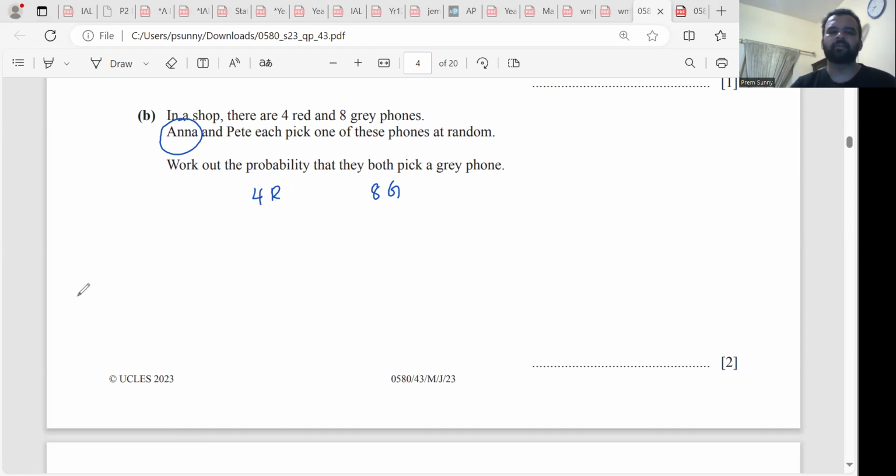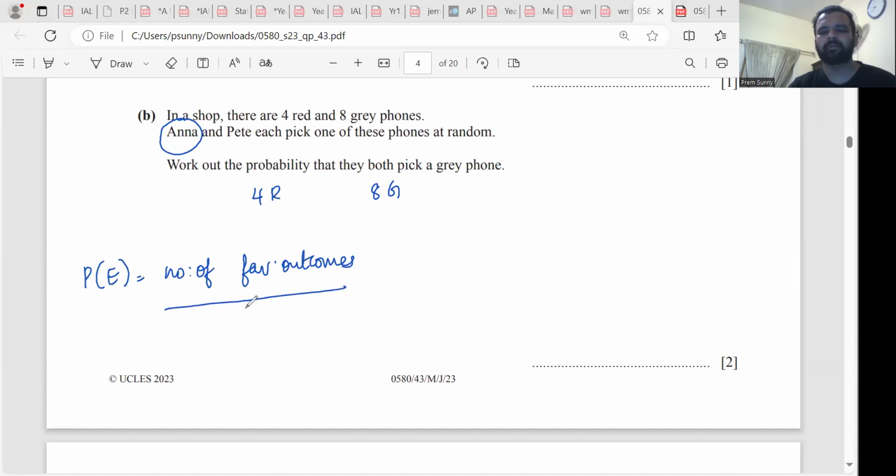We know the probability formula, the basic formula. Probability of an event is number of favorable outcomes divided by total number of outcomes here.